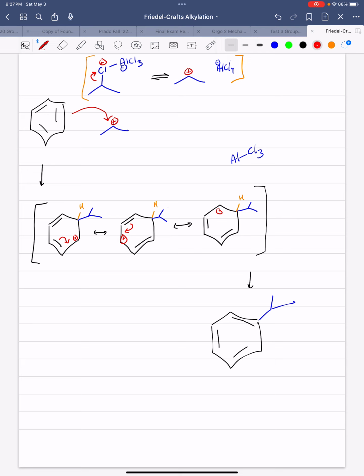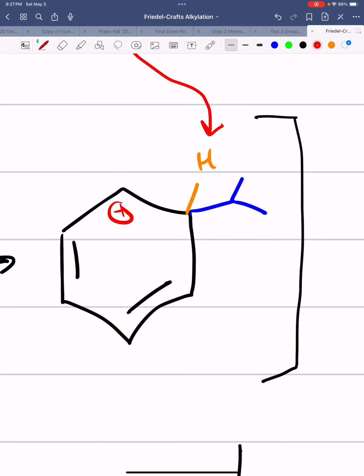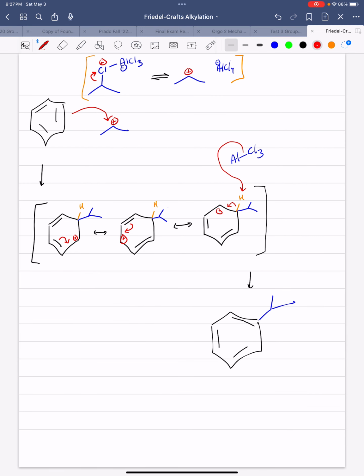And it is going to grab that proton. The 2 electrons which make up that C to H bond are going to kind of collapse towards that carbocation, and it's going to ultimately restore aromaticity, aka that 3rd pi bond in the ring, giving us our 3-carbon group in the form of an isopropyl group added to our benzene ring.